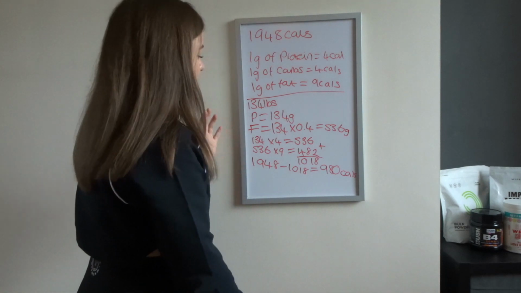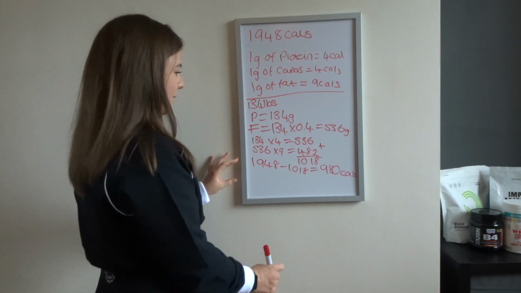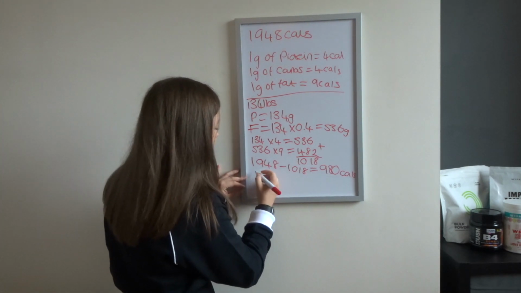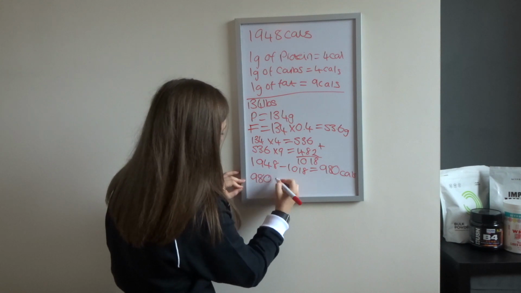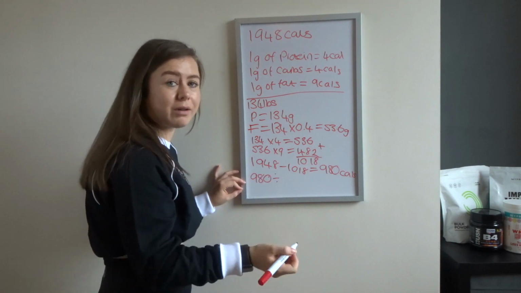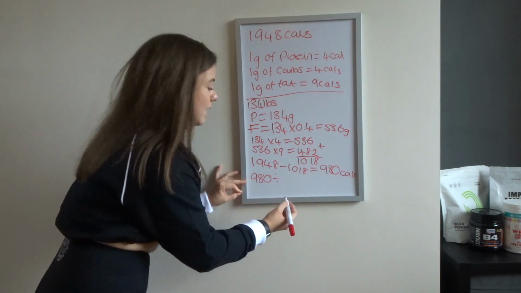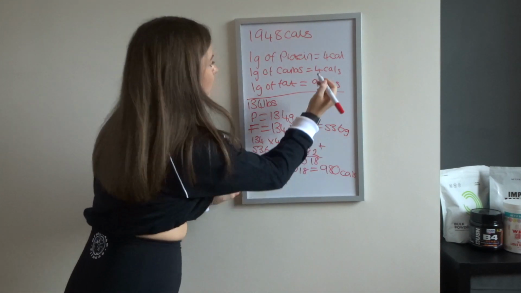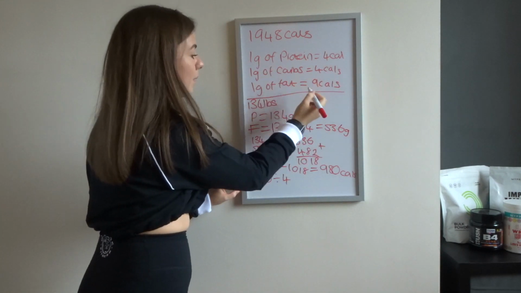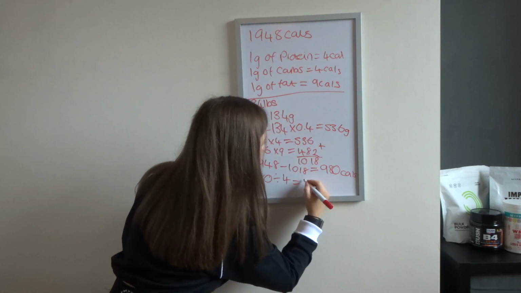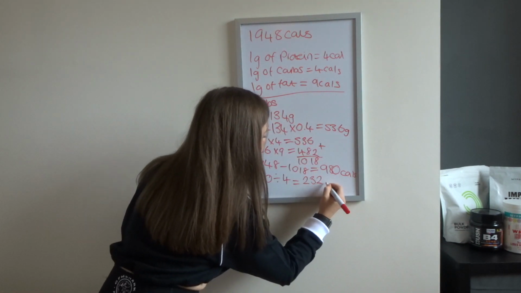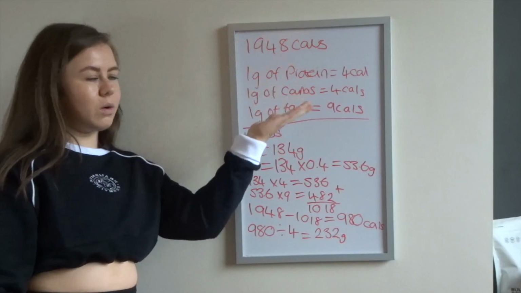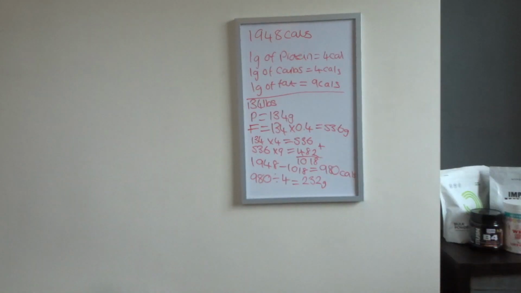It's a mouthful. So the last thing we need to do is take 980, and this time you're dividing it to work out how many grams we need. So 980 divided by 4, because it's 4 calories per 1 gram of carbohydrates, and that gives us a total of 232 grams. Voila. Right, I'm going to rub this out so you can see it.